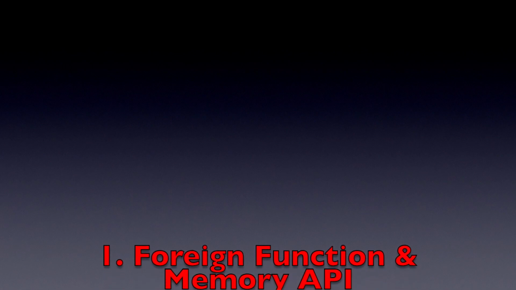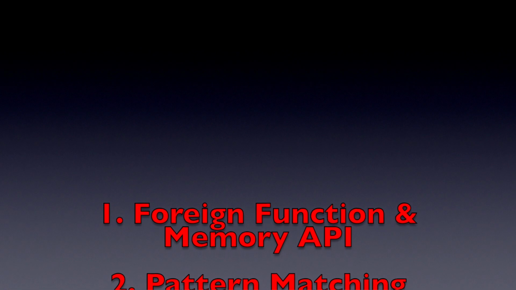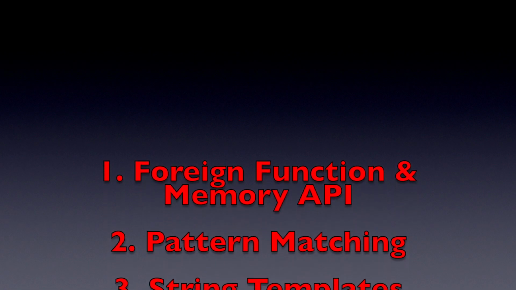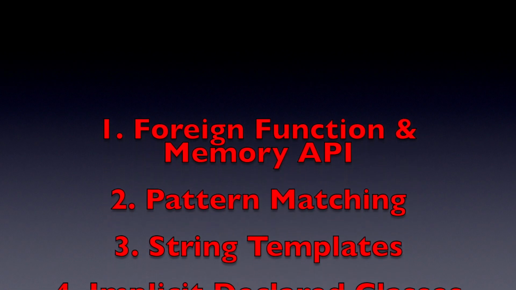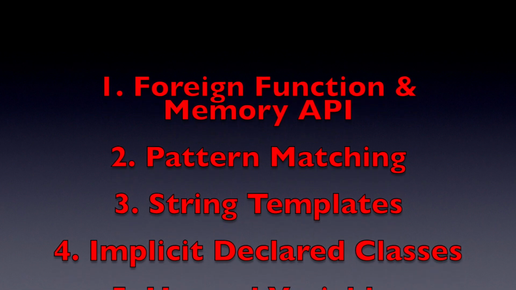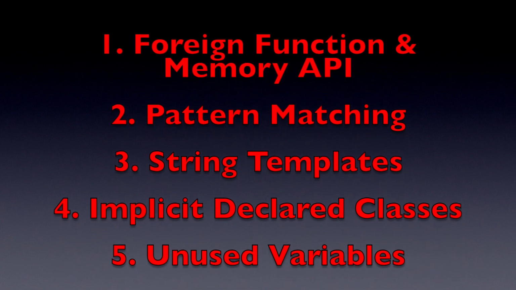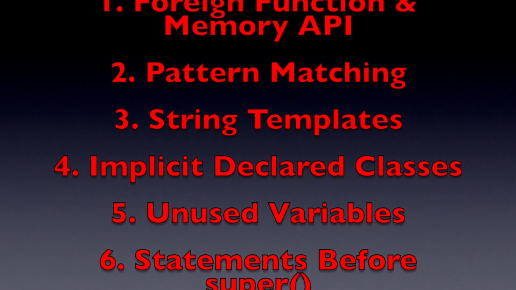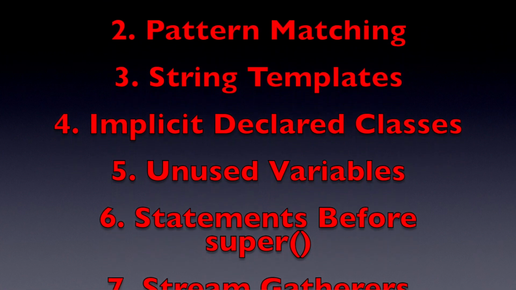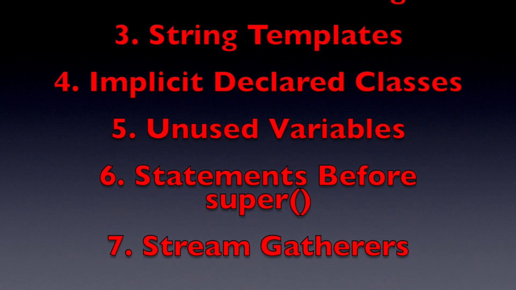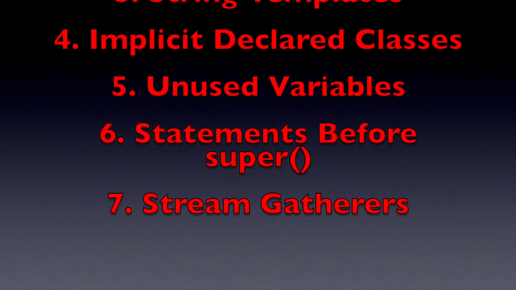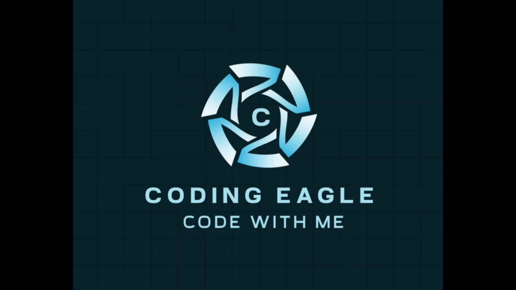Java 22 brings a host of exciting new features designed to enhance developer productivity, performance, and security. Key highlights include the foreign function and memory API for seamless native code integration, and pattern matching for switch to simplify complex data handling, string templates, and much more. Let's see each of them in detail with easy to understand examples. Let's dive in.